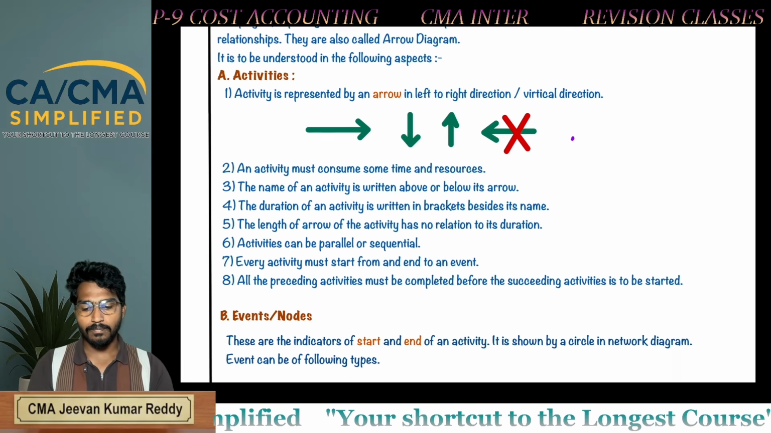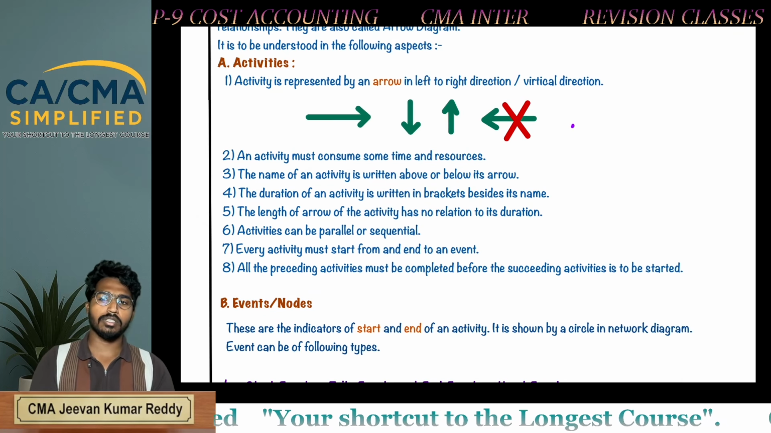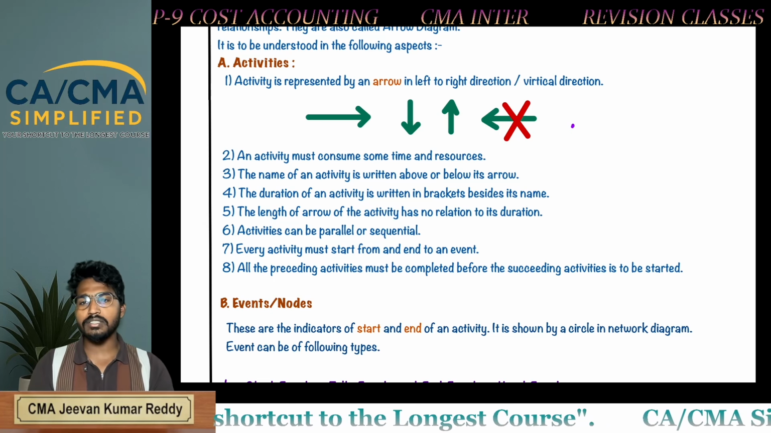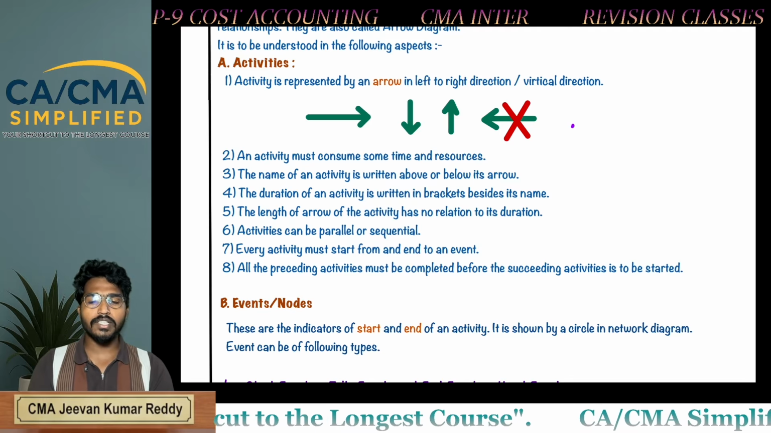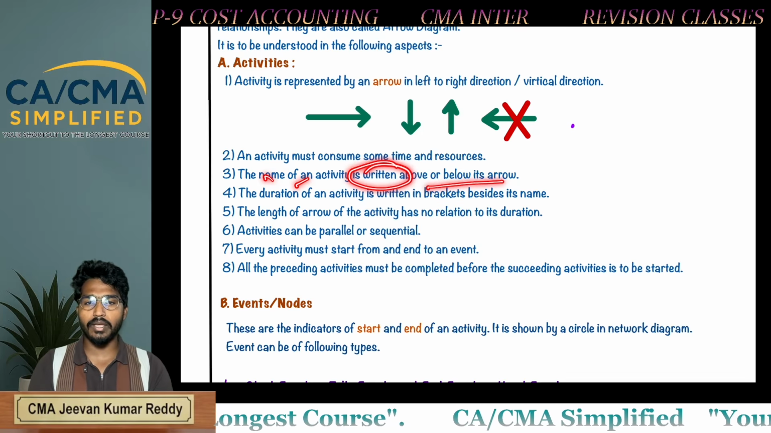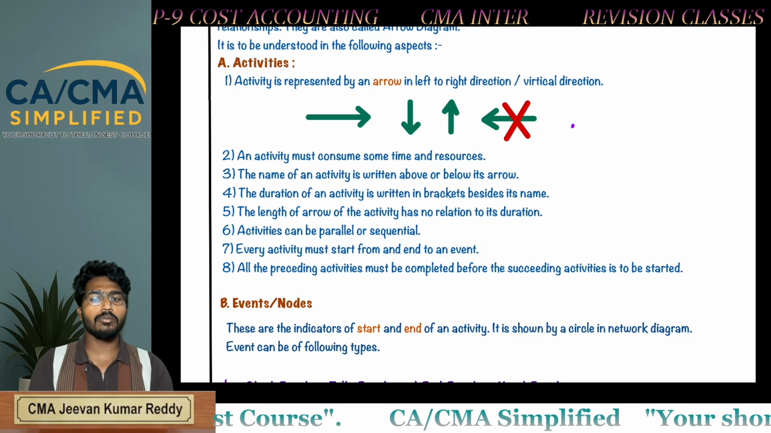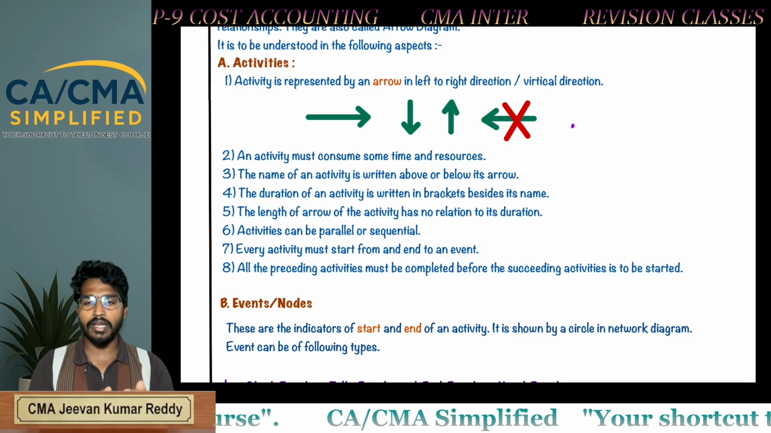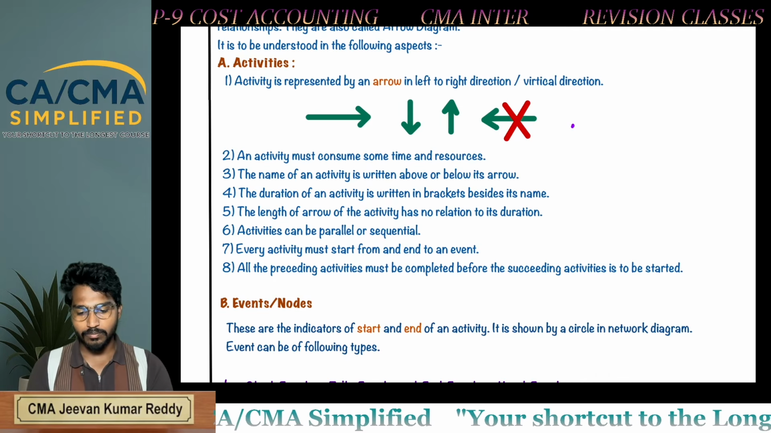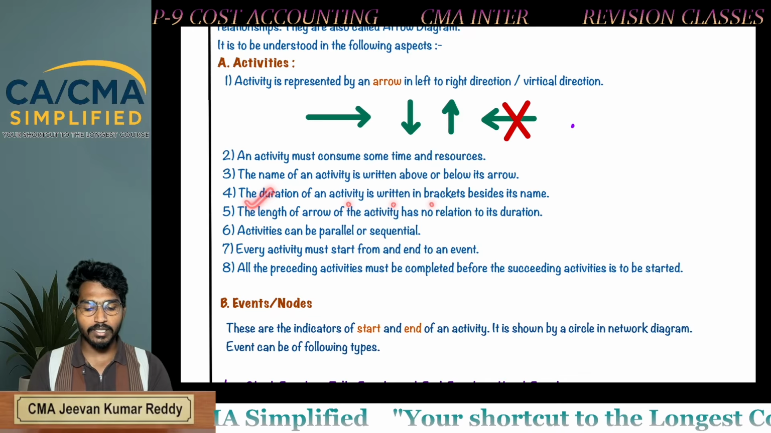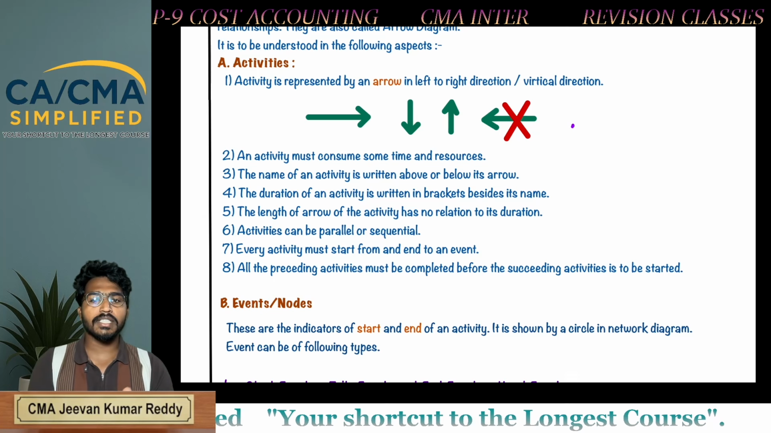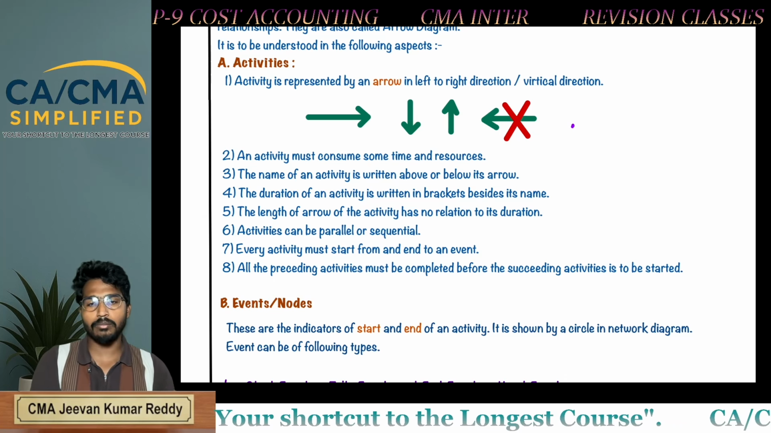right to left. Activities must consume some time and resources. Every activity must consume some time as well as some resources. If an activity is not consuming any time or resources, it is known as a dummy activity. The name of an activity is written above or below its arrow. So whatever name you call a particular activity, it must be right above the line or below the arrow. Next, the duration of an activity is written in brackets beside the name.